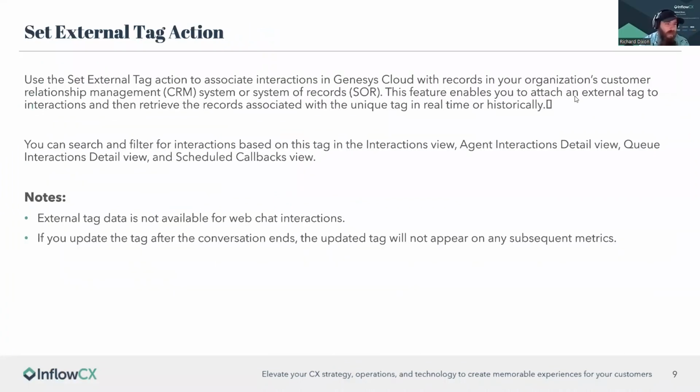So for the external tag, just to give you a little bit more information, to use the external tag, you can set the action to associate interactions with Genesys Cloud for your records, your organization's customer relationship system of record. This feature allows you to attach an external tag to the interactions themselves and then retrieve the record associated with a unique tag historically. You can search or filter like I was showing you based upon the tag within the interactions view, detail view, queue interactions view, detail view, and scheduled callbacks view. So there are a lot of options in there. As far as external tag data, it is not available for web chat interactions, so that's not possible. And if you update the tag after the conversation ends, the updated tag will not appear on any subsequent metrics for that.